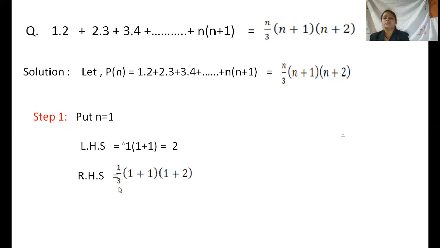Therefore 1 × (1 + 1)(1 + 2) upon 3 is equal to 1 × 2 × 3 upon 3, which is 6 upon 3, is equal to 2. Therefore LHS is equal to RHS. That means P of 1 is true for n is equal to 1.